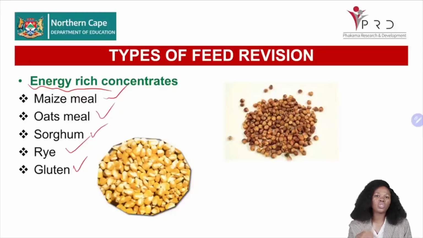So when animals consume these types of feed, a feed that is energy rich, they will obtain more energy, because in the feed there are more fats and carbohydrates. Now, a feed that is energy rich has less protein. We are not saying that the protein is not there. The protein is there, but it is less. It has more fats and carbohydrates.